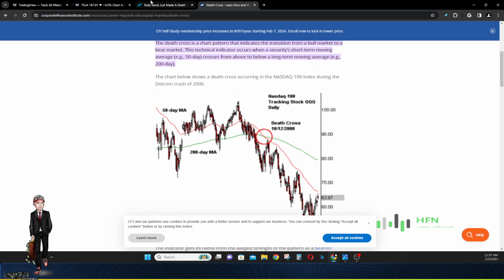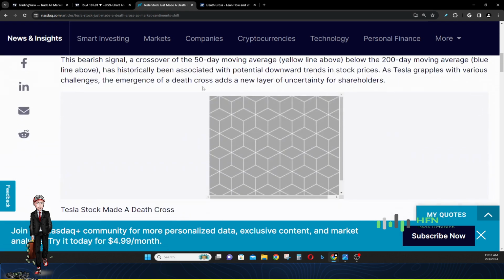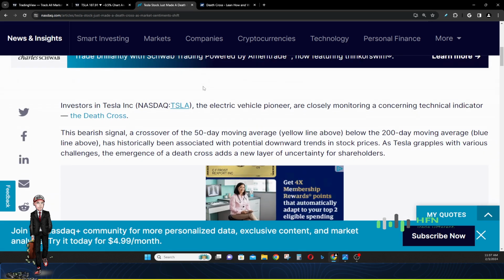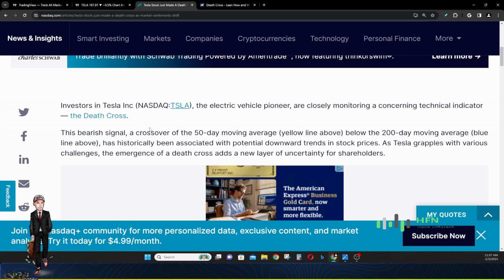Okay. So this article is trying to tell us that Tesla is about to do that. It's a bearish signal. A crossover of the 50-day moving average below the 200-day moving average has historically been associated with potential downward trends in stock prices. The key word there is historically. Okay, it doesn't mean that it's going to happen all the time, but it's from historical information. That's what people have noticed, that whenever the 50-day crosses below the 200-day, price usually goes down.